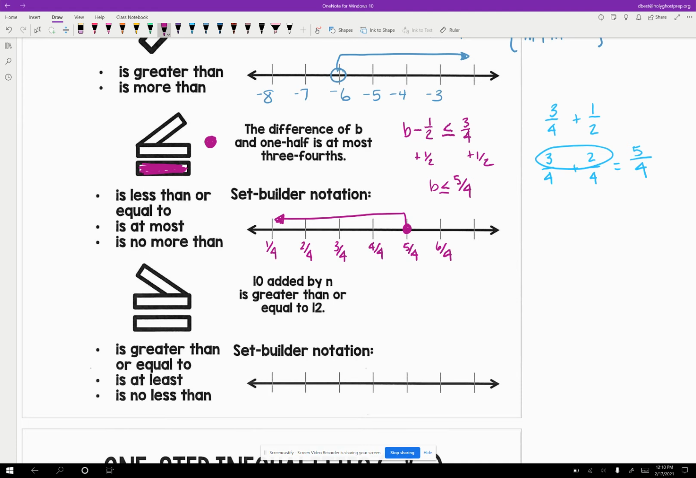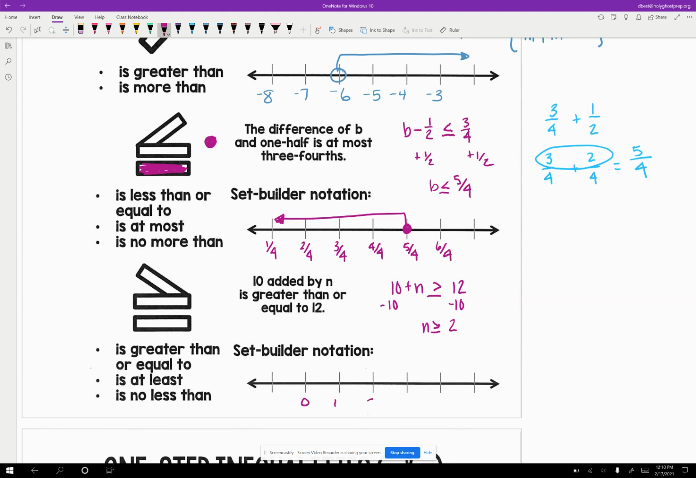And my last example here, 10 added by n is greater than or equal to 12. 10 added by n is greater than or equal to, puts the line underneath, 12. Solving just like an equation, subtract 10 from both sides. N is going to be greater than or equal to 2.